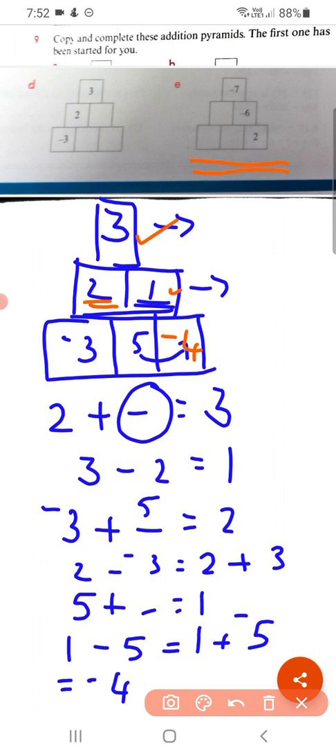So children, here the number in the first row is given. This is the first row. So start from the first row. Coming to the second row, 2 plus a number is equal to the sum, that is 3. So to find the unknown number, you should subtract 2 from 3. Similarly, you can find the numbers in the last row also.